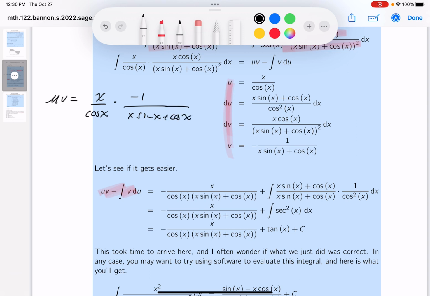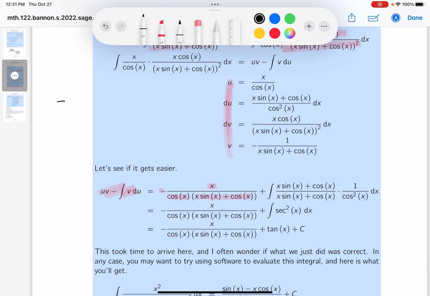What does that give you? Well, let's go through it. It gives you x on top, but first of all, minus. On the bottom it gives you cosine times what we said, x sine x plus cosine x. All right, that's done. We got that part done. Let me get the eraser out, and I've got to put down the vdu now.